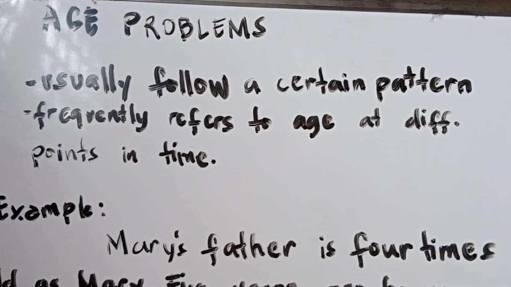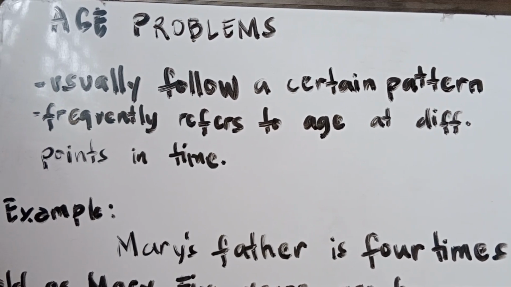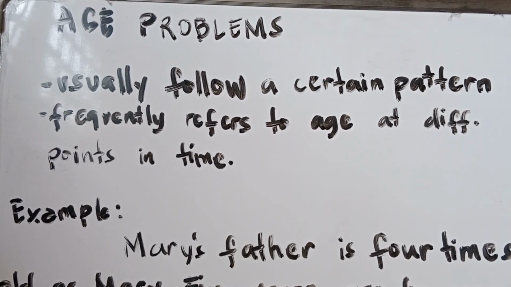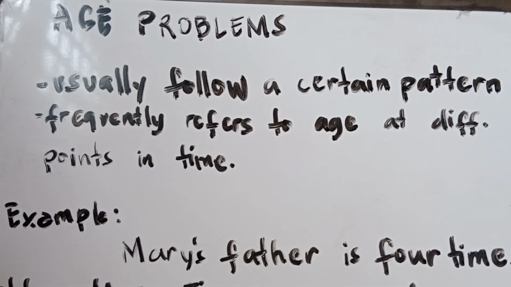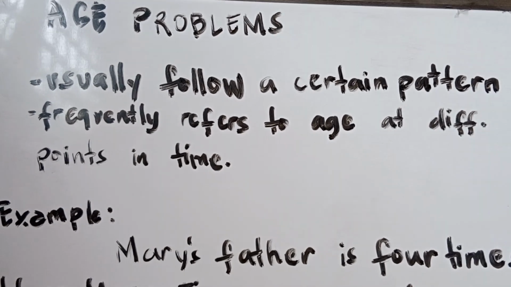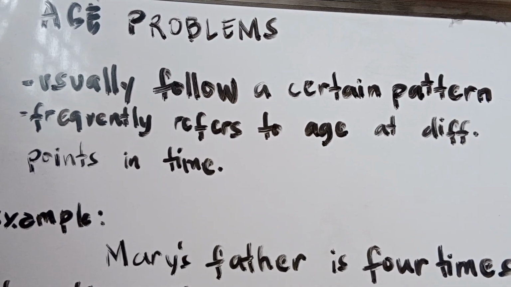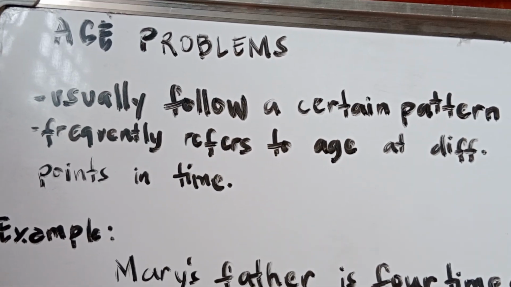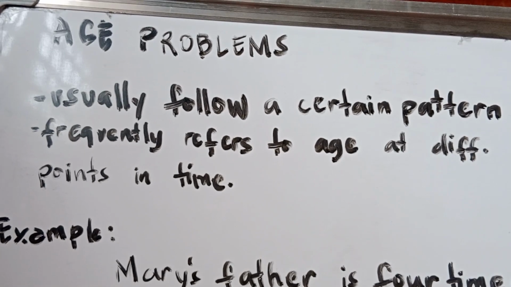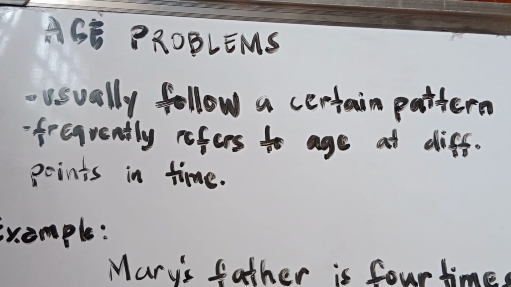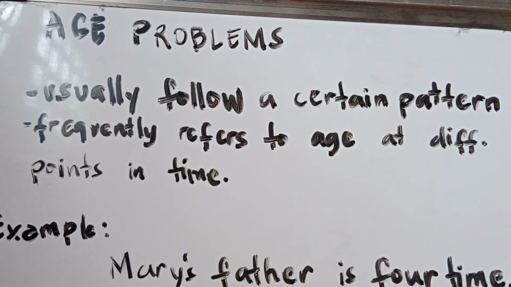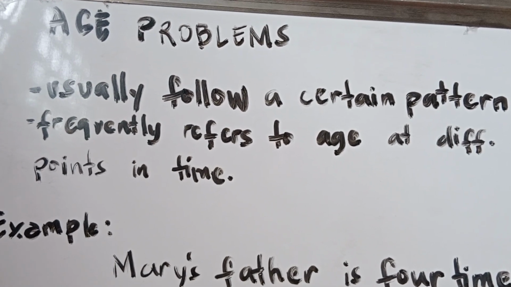So this time we will have age problems as requested by Ella. So what are age problems? Age problems are usually problems that follow a certain pattern. When you say they follow a certain pattern, that is, they usually have certain basic facts and they frequently refer to age at different points in time.